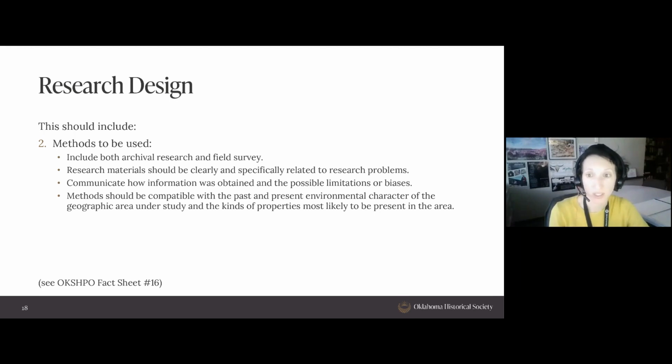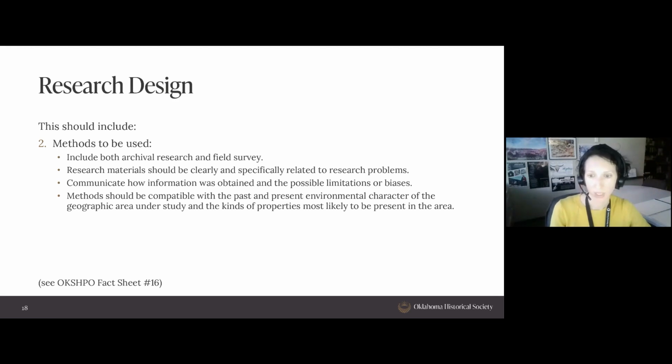Your research material should be clearly and specifically related to research problems. You need to communicate how the information was obtained and the possible limitations or biases. Again, this is very similar to what we just talked about in the National Park Service's identification standards. We want to communicate how we learned what we learned and what the limits of our work are. Methods should be compatible with the past and present environmental character of the geographic area and the kinds of properties most likely to be present in that area.